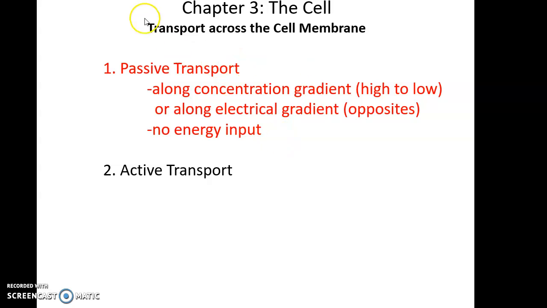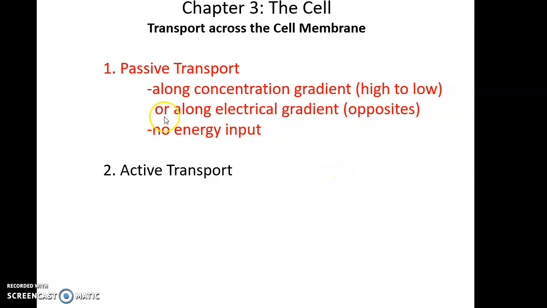One category of transportation that can occur across the membrane is called passive transport. Now, passive transport is when materials move along their concentration gradient. So from moving where there's a lot of something to where there's very little of that something, or along the electrical gradient, where something that's positive charge moves to a negative area, or something negative charge moves to the positive area. Because again, as we know in electrochemistry, opposites attract.